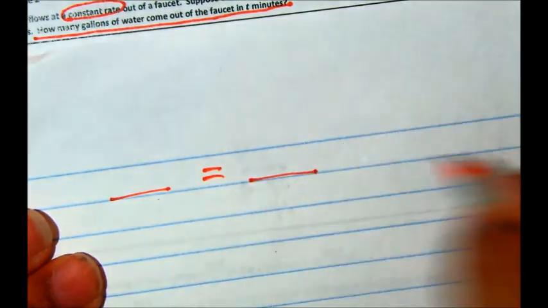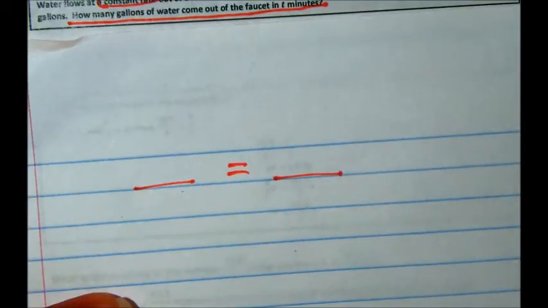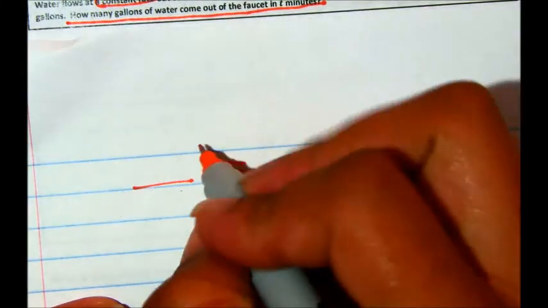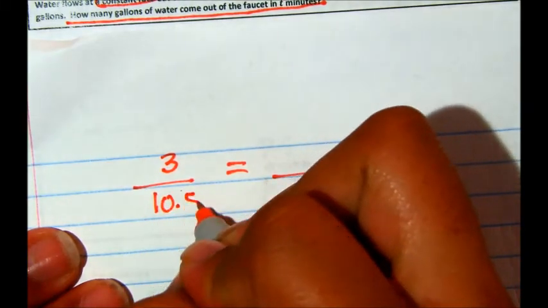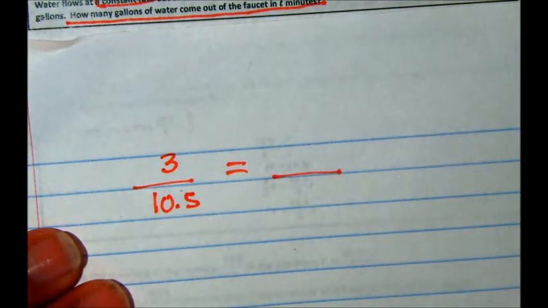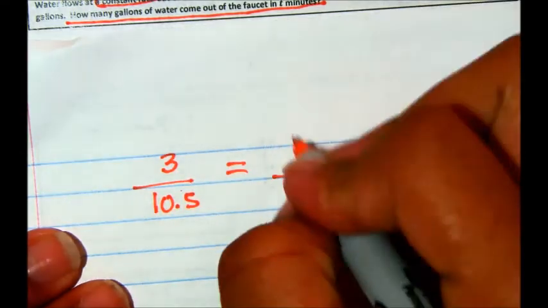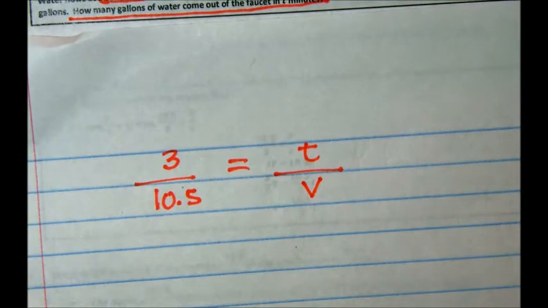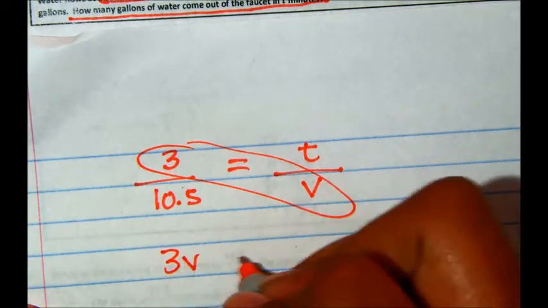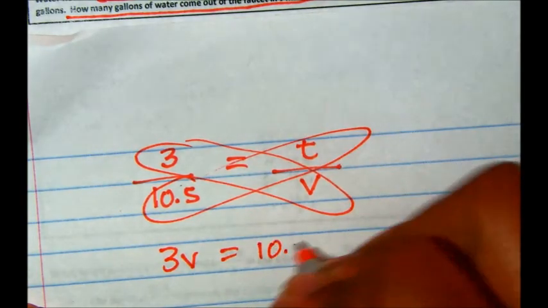I can do this by setting up a proportion. What does my proportion look like? My proportion should look like my given time, 3, over my given distance of 10.5. And I want to set that equal to time of T over distance of V. My next best step is to cross multiply. So I get that 3V is equal to 10.5T.